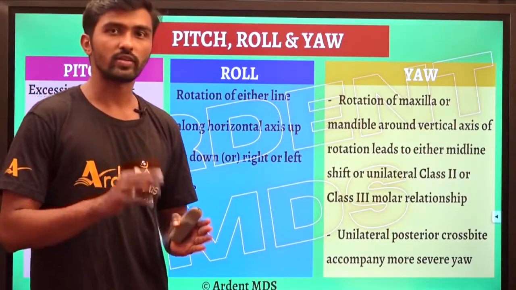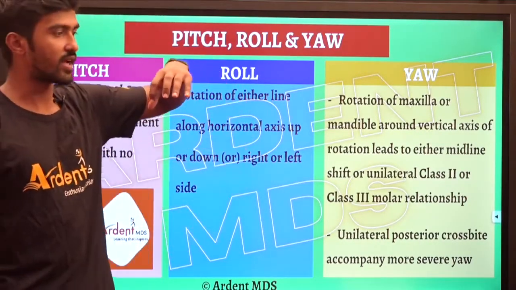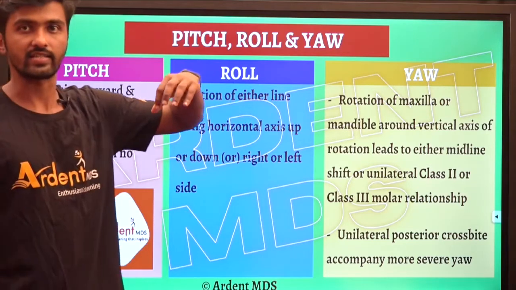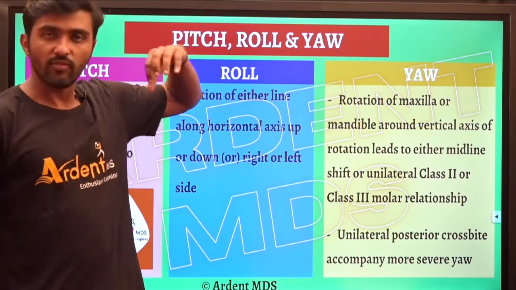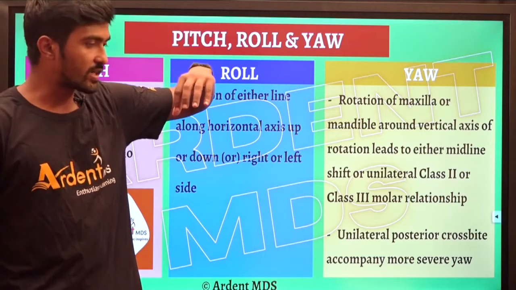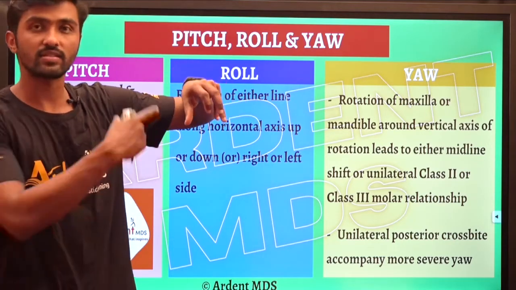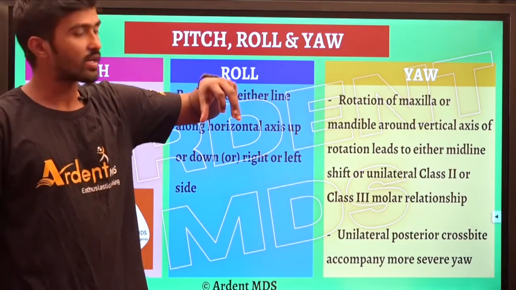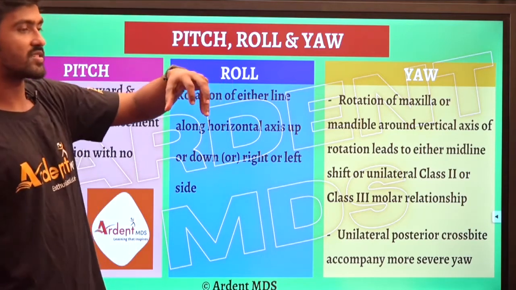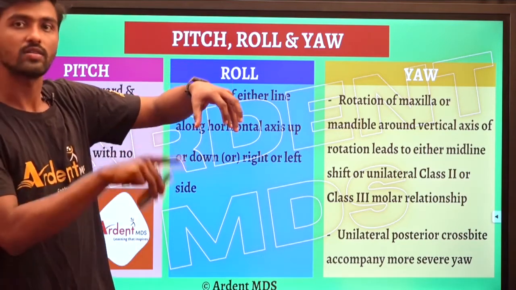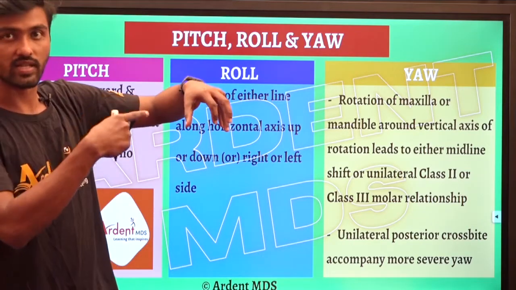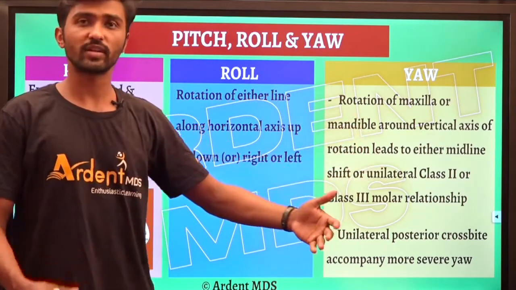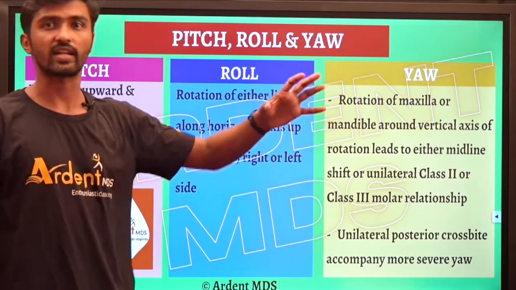One more important note in yaw is that what exactly happens in yaw is the whole maxillary dentition turns either to the left side or the right side. For example, when the maxilla is completely turned towards the patient's left side, what happens to the molar relationship? The molar on the right side will come to class 2. Why? Because when the maxilla is rotating towards the left side, the molar moves forward. So there will be a class 2 on one side, and on the other side there may be class 1 or super class 1. What is super class 1? It is nothing but a stage between class 3 and class 1.